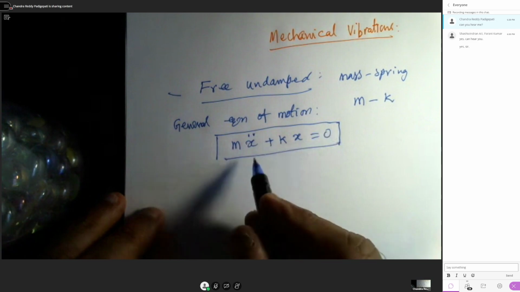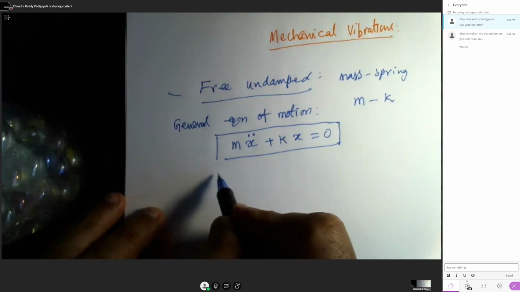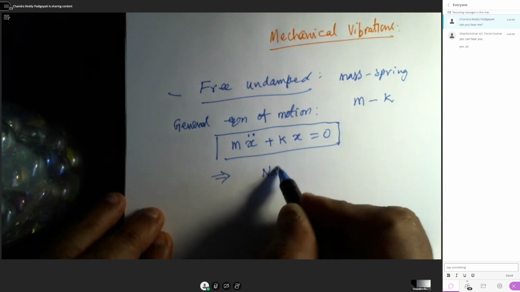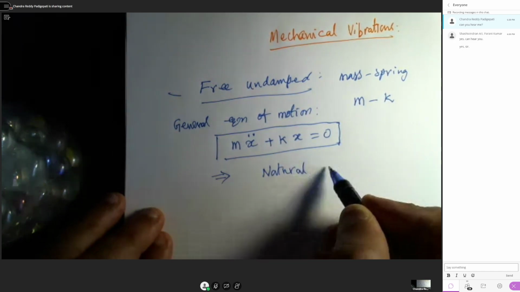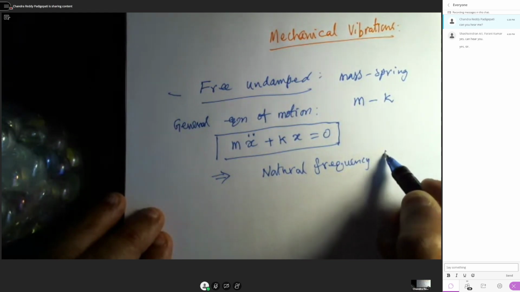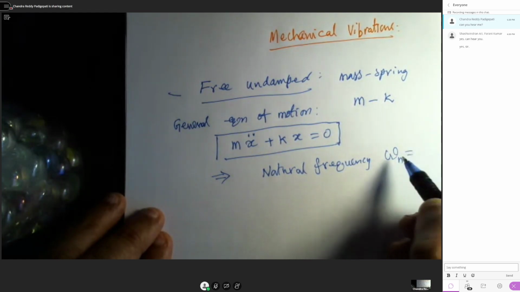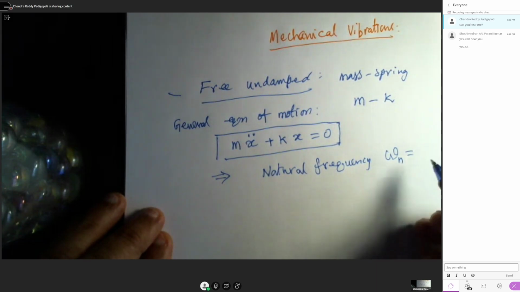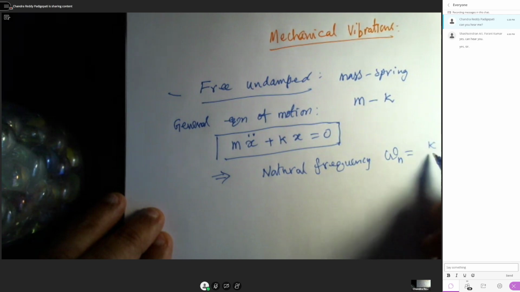For a free undamped system, we can write the natural frequency of the system as omega n. Omega refers to the circular frequency or the radial frequency. We can write this as the square root of k over m.